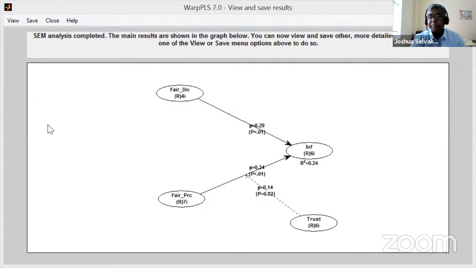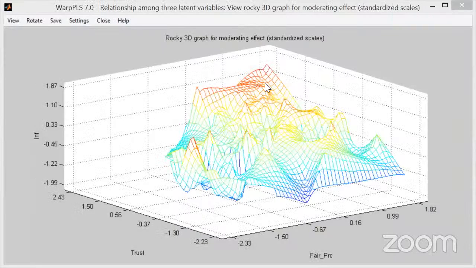Are you able to see this graph? Not yet, sir. Okay. So this graph, which I drew right now, gives you a picture. Can you see? This is a 3D graph. Okay, fine, sir. This is a 3D graph.